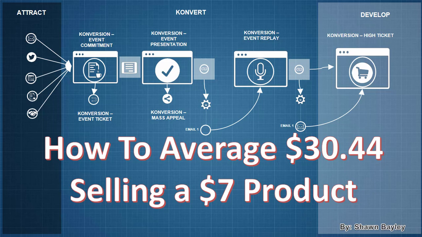Welcome to this video today where we're going to talk about how to average $30.44 by selling a $7 product. That doesn't really make sense, does it? But that's okay, it will once we're done with this video. So let's take a look and see.